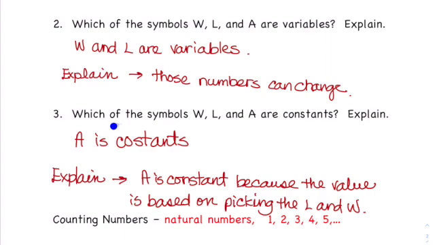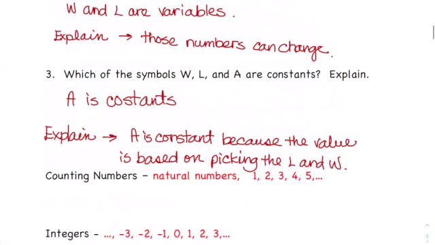Example 3: which of the symbols W, L, and A are constant? Well, in this case, A is a constant because A is constant based on picking the L and W. Going down to a few more things.